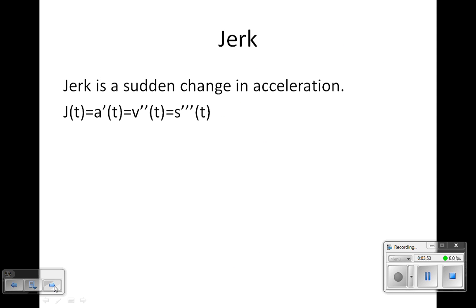Okay, so we've talked about velocity and acceleration and distance, but now they're talking about jerk. Hardly ever see this, but jerk is going to be the derivative of acceleration. If you come across it, you just know it's another derivative.